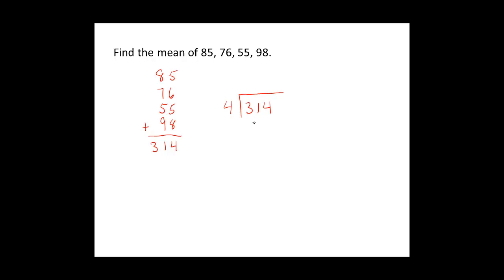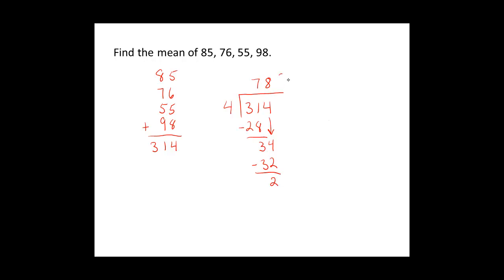We will look at the number 31 and say 4 divides 31 7 times. 7 times 4 is 28. We subtract and get 3. We will bring down the 4, and then we will divide 4 into 34. Goes in 8 times. 8 times 4 is 32. We subtract and get the number 2.